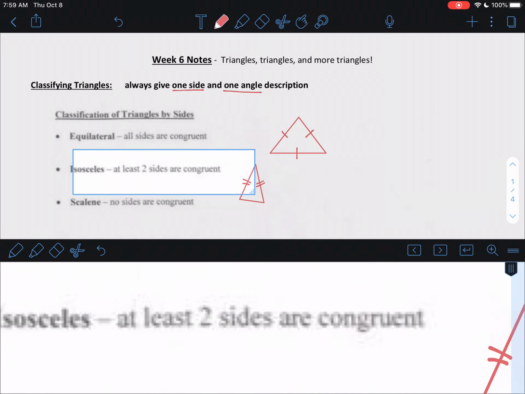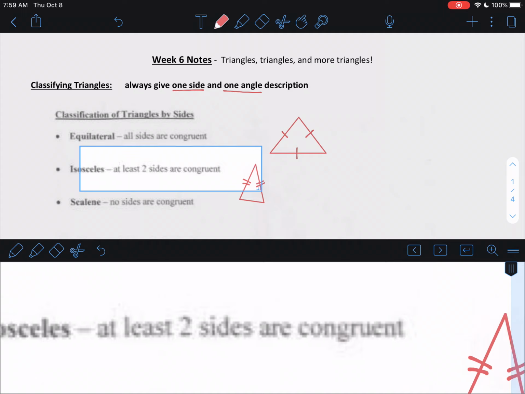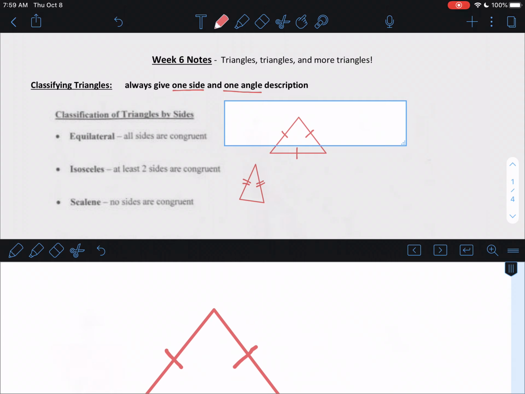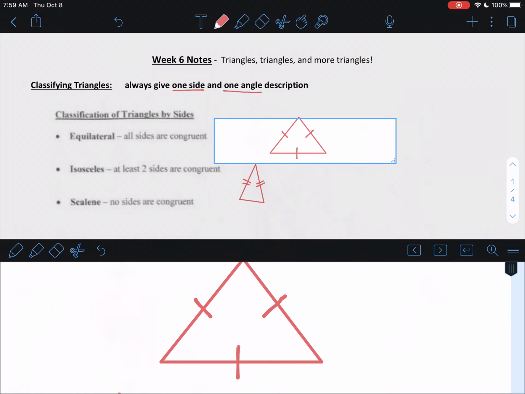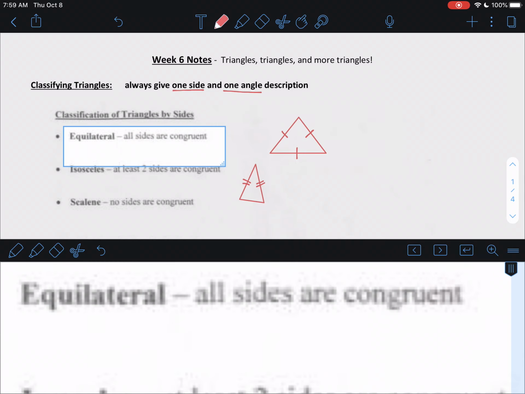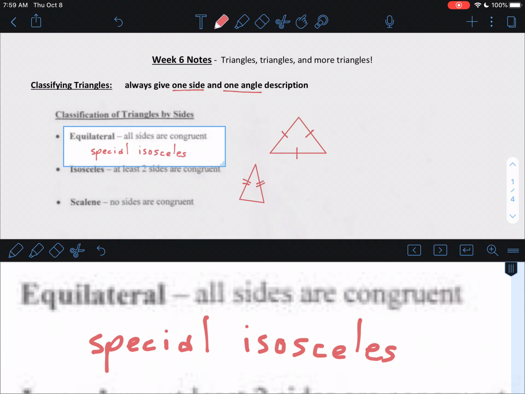Notice that the definition says at least 2 sides congruent. So an isosceles triangle has 2 sides congruent. An equilateral triangle has 2 sides that are congruent, but it also has a third side that's congruent as well, meaning that an equilateral triangle is a special kind of isosceles triangle. So I'm going to label this as special isosceles, I-S-O-S-C-E-L-E-S.